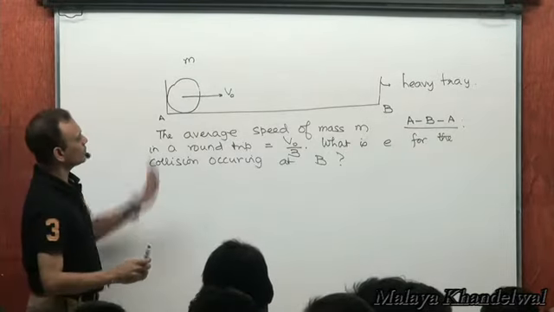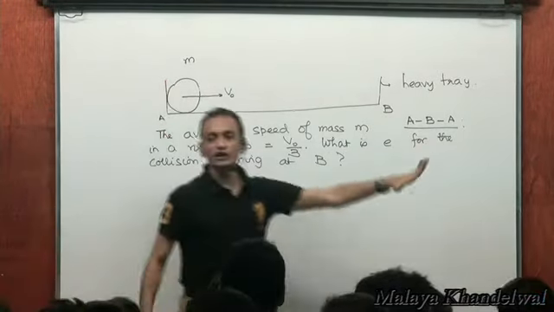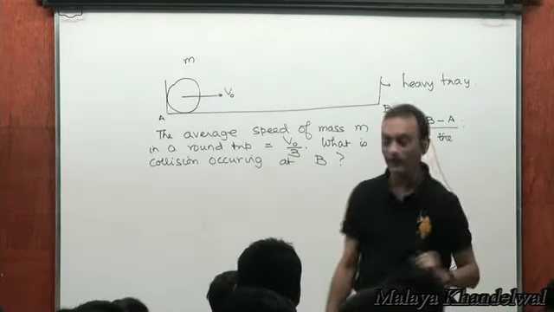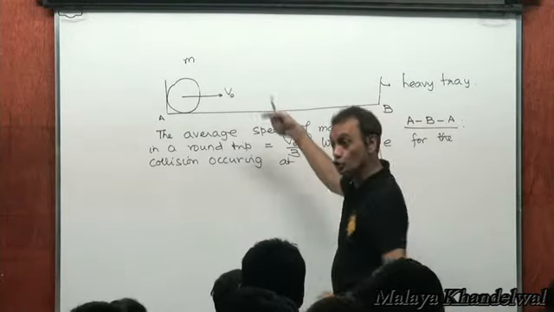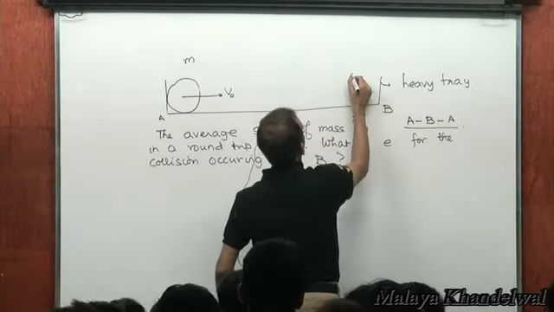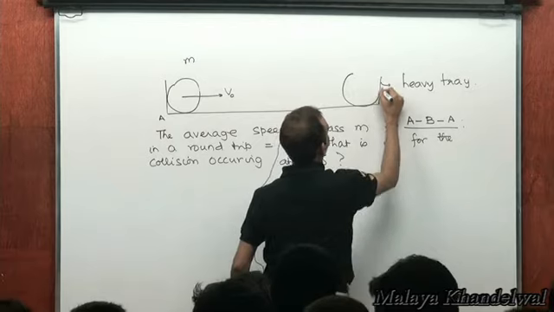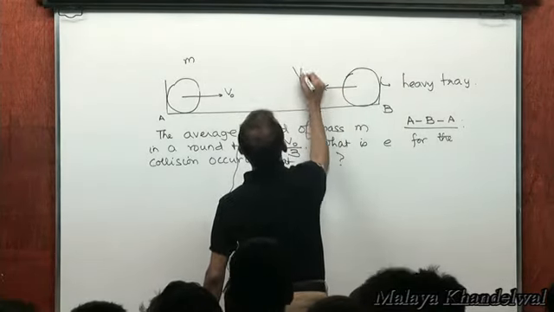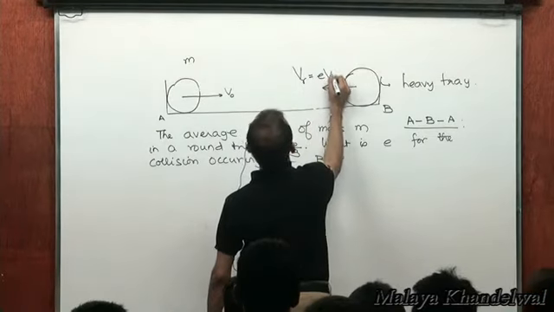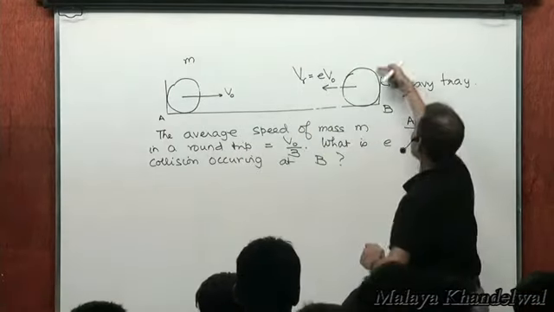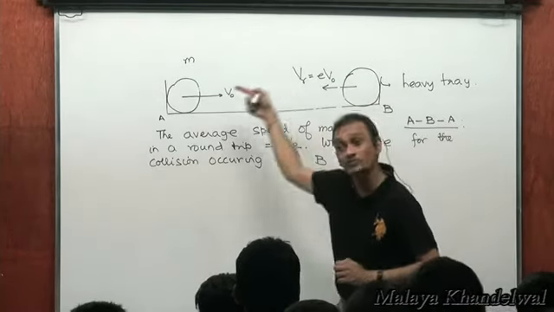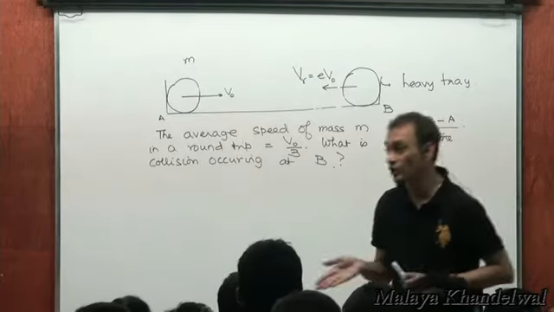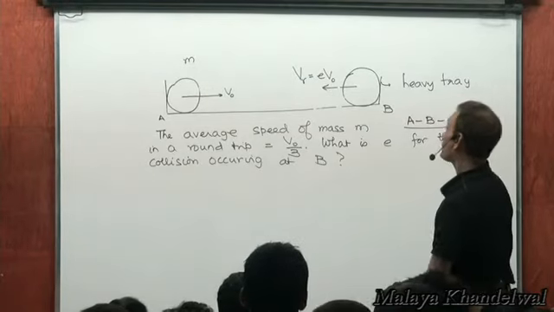Now, from A to B, it continues to move with velocity v0. Nothing will change its velocity. At B, it undergoes a collision, and it rebounds with a velocity vr, which is E times v0, because this is very massive. The velocity of rebound is therefore E times the velocity of impact along the common normal.